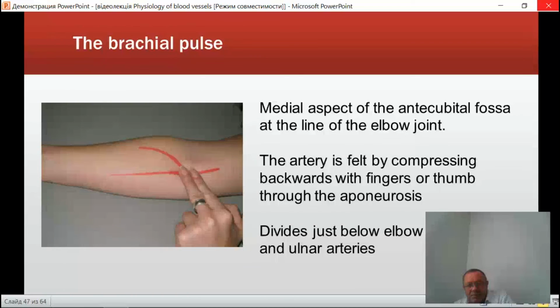Next place, brachial pulse. Medial aspect of the antecubital fossa at the line of the elbow joint. The artery is felt by compressing backwards with finger or thumb through the aponeurosis. It divides just below the elbow to form the radial and ulnar arteries.